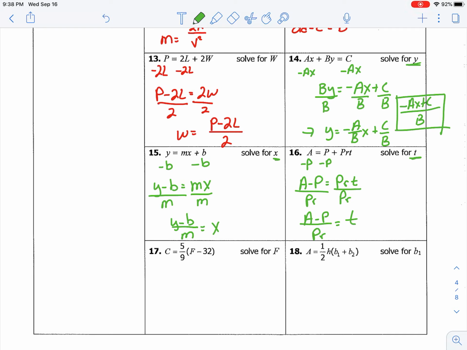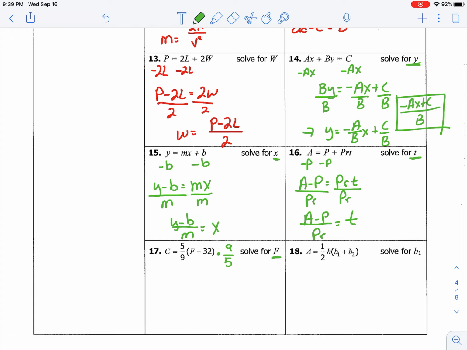All right, and then it looks like we're going to take a couple of the Celsius to Fahrenheit, or Fahrenheit to Celsius conversion, and then we're going to work with the area of a trapezoid. We're going to solve this for F. Here, again, this is something we've talked about before. I'm going to multiply by 9 because I don't want the denominator, but I'm going to multiply by the entire reciprocal of 9/5. So that whole thing goes away.